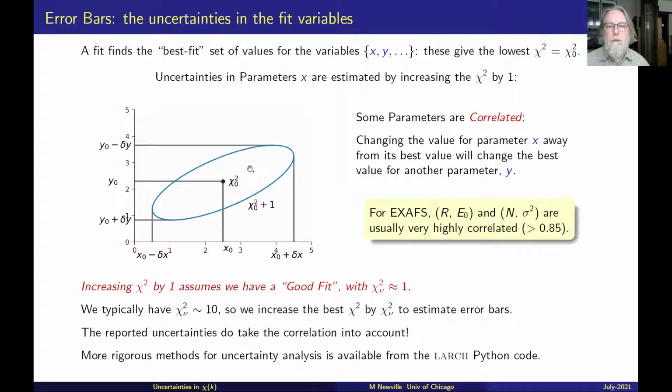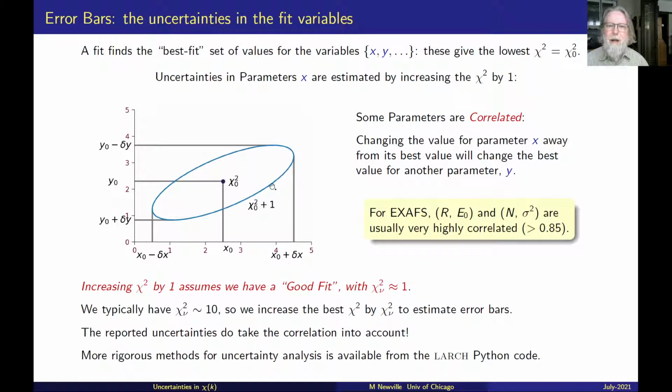So including this correlation is important. It turns out that the error bars that are reported by Larch and XASViewer or Artemis and Sixpack and so on take this into account automatically. So you don't have to think about this. It's just important to recognize that this is happening. The uncertainties in the parameters reported do take into account the correlations.